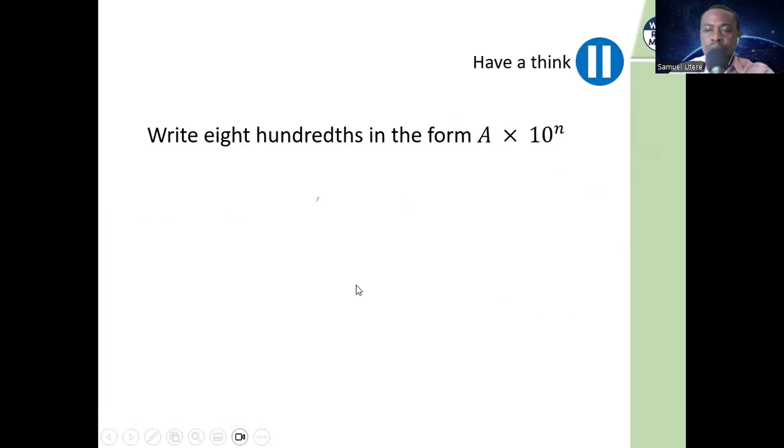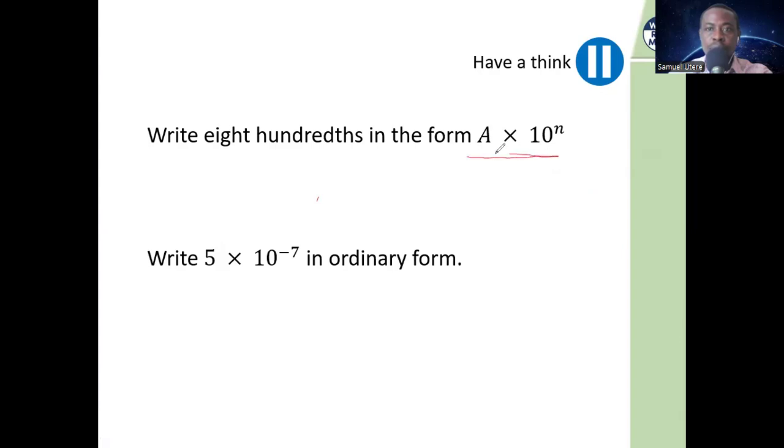It's now time for you to do some practice with the little knowledge you have acquired. I would like you to write 8 hundredths in the form a times 10 to the power n. This simply means write it in standard form the way I showed you a few moments ago. I'll also require you to write 5 times 10 to the power negative 7 in ordinary form.